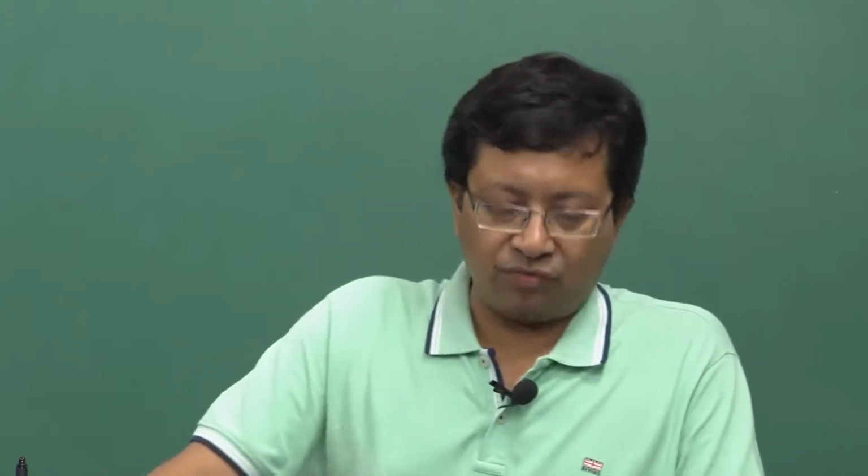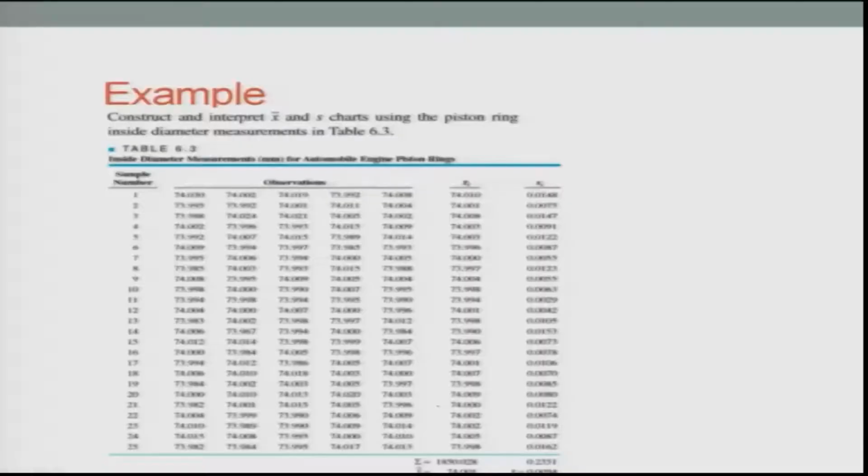So, we are required to construct and interpret the X bar and the S charts, not R. Remember, it is the S charts, using the piston ring inside diameter example. Here again, in the first column you have the sample number from 1 to 25 and the observations are given. For the first sample, which consists of 5 observations, the values are 74.030, 74.002, 74.019, 73.992 and 74.008.